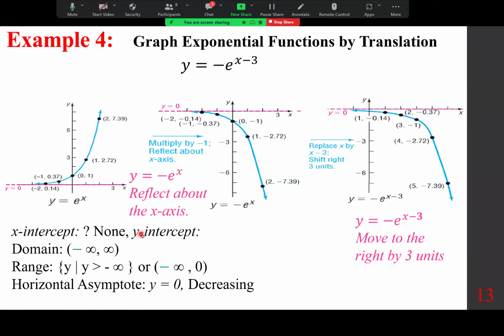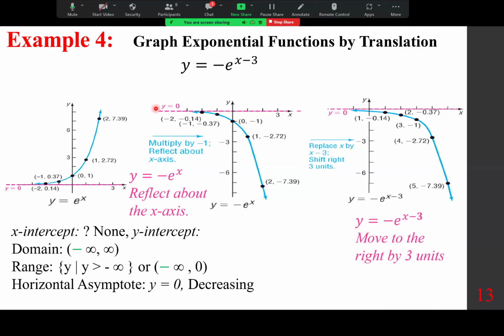X-intercept, none. We don't have an x-intercept. Y-intercept, we're going to discuss it in a moment. Domain remains the same. All of them are real numbers. Range has changed. Range for this one and this one are different. And this one and this one, both of them have from negative infinity to 0. The horizontal asymptote for all of them will remain the same, which is the x-axis, or y equal to 0.